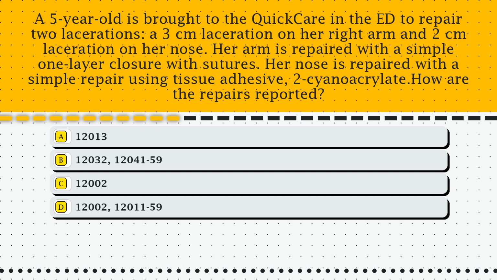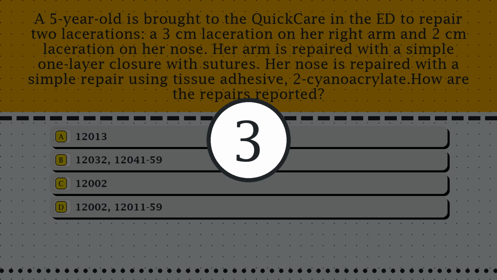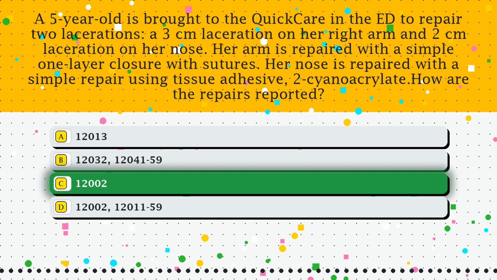Option A, 12013. Option B, 12032, 12041-59. Option C, 12002. Option D, 12002, 12011-59. The correct answer is option C, 12002.